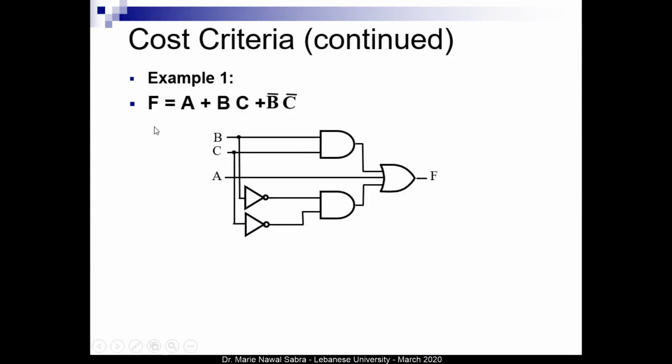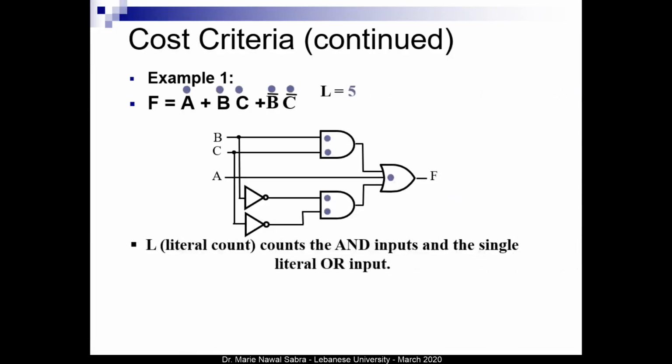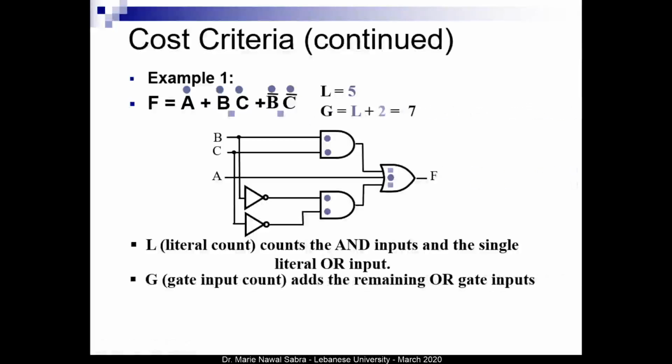If I have the expression f equals a or b and c, or not b and not c, this is the implementation in a circuit of the same expression. For the first cost criterion, I have 5 literals, so L equals 5. For the gates, I have to go either to the figure and add all the inputs to all the gates, or go to the expression and add all the ANDs in the expression.